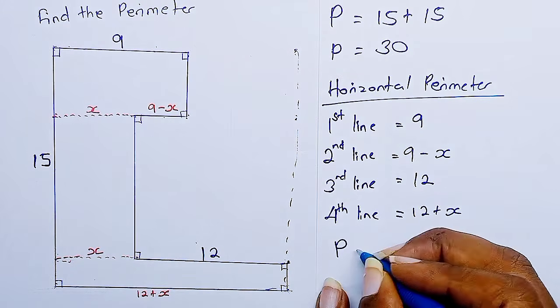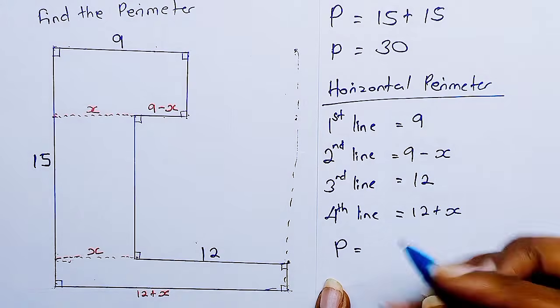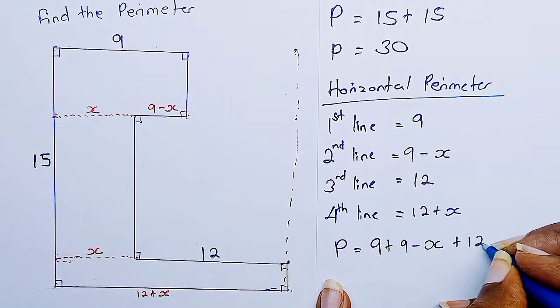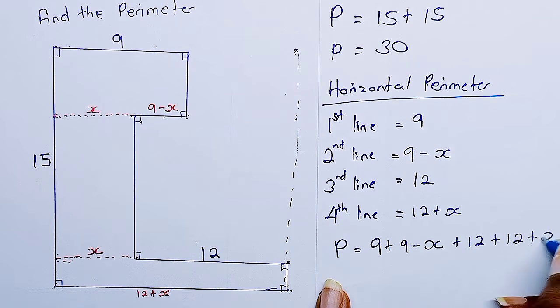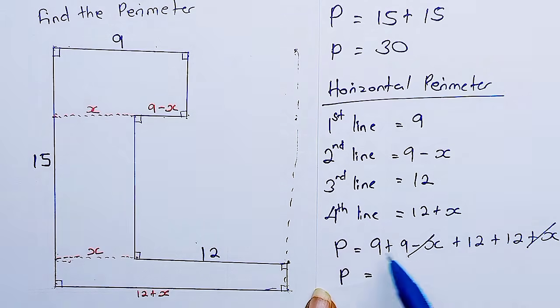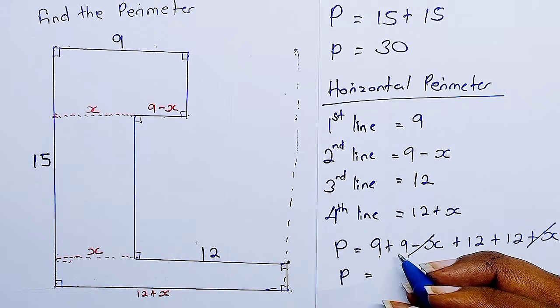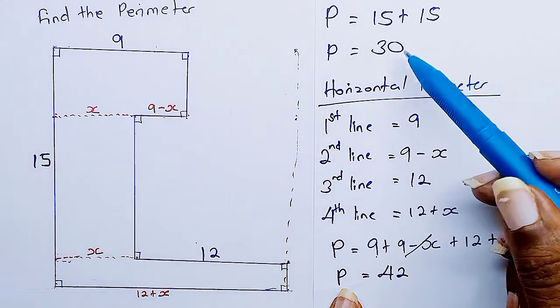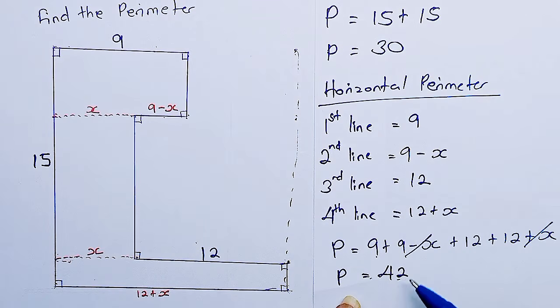Therefore, the total perimeter for the horizontal lines will be 9 plus 9 minus x plus 12, then plus 12 plus x. So as you can see here, we have minus x and here we have plus x. So this x cancels with this x and we are left with 9 plus 9 plus 12 plus 12, which when you add together, you get 42. Okay, so we have been able to get the vertical perimeter as 30 and the horizontal perimeter as 42.